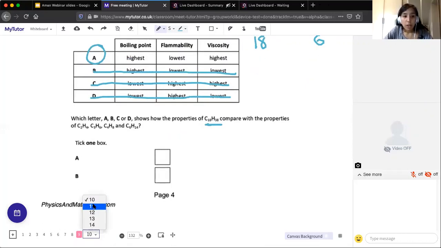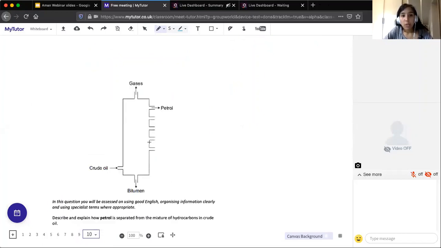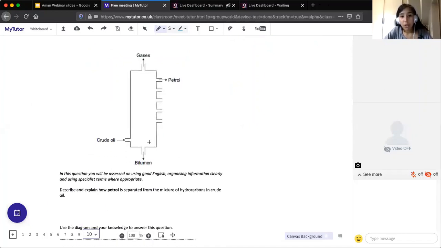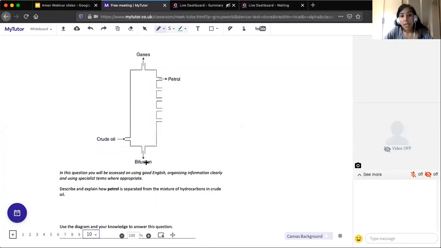Okay, so the next question here is also a very typical exam question. So first of all, you can see this is another fractionating column and gases come off at the top. The second one tends to be petrol, bitumen's the last one, and the other 4 there. So should we have a go at just quickly filling in the other 4 based on what we remember? So we said gases, refinery gases come off at the top.